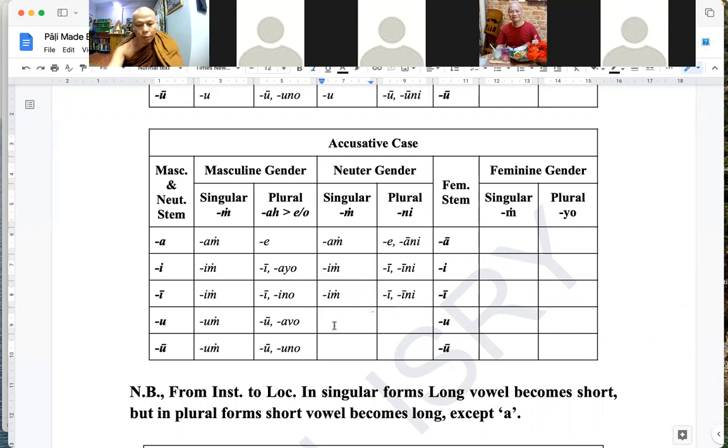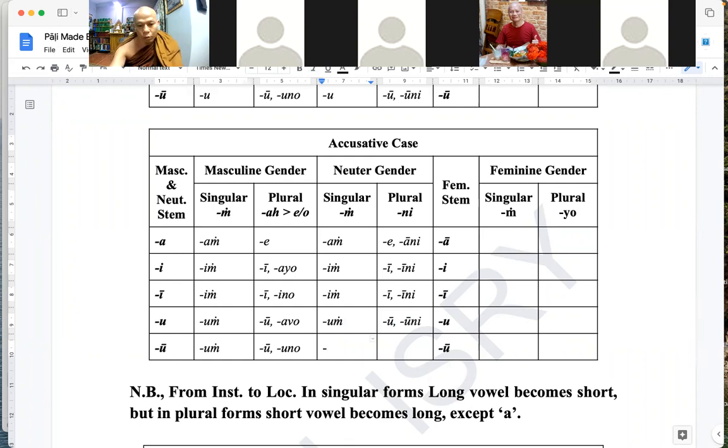And then for the u, to the u, am is added, we have the um. So jaku becomes jakum. And for plural, the short becomes long, so jaku. And then to the other form to the u, ni is added, so jakuni. So only the last form is different from masculine, you see. The rest are the same, only the plural last form.